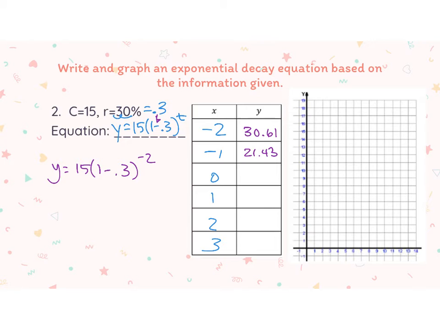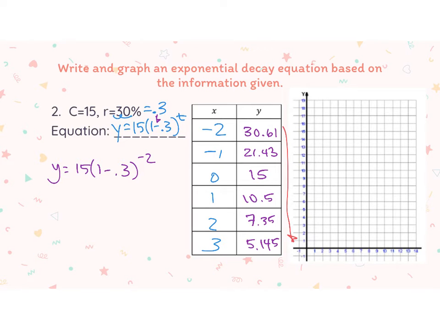And again, I want you to type these into your calculator to practice and make sure that you are entering them in correctly. Obviously, 0, we should get 15. Power of 1, 10.5. Power of 2, 7.35. Power of 3, 5.145. So again, you can see that the values are decreasing, okay?